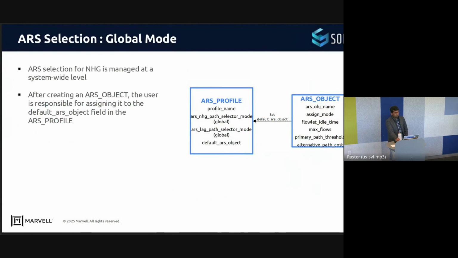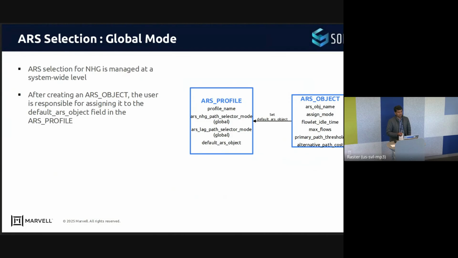Okay, so from the SONiC level, if you think about how to configure ARS, it is divided into three types, which we call the selection mode. So there are three types of selection modes. The first one is the global selection mode.